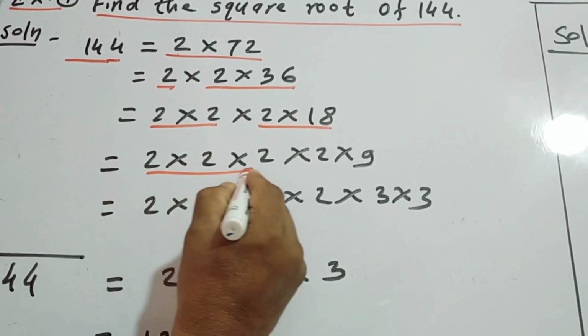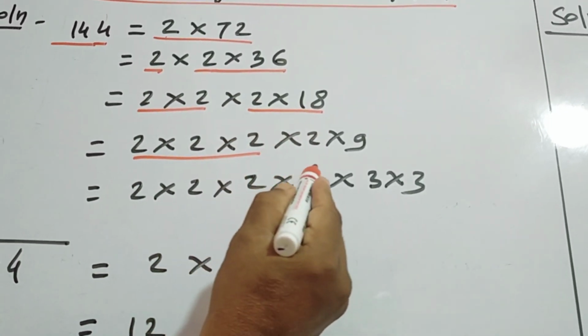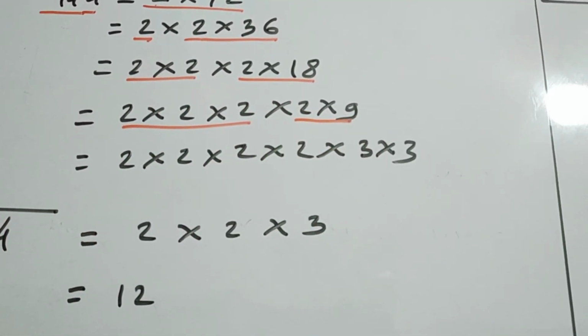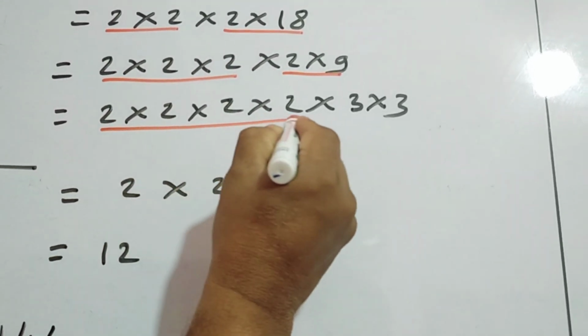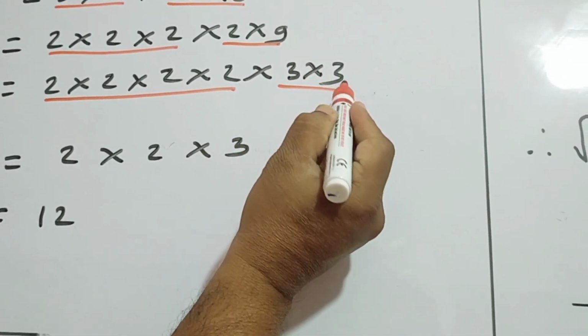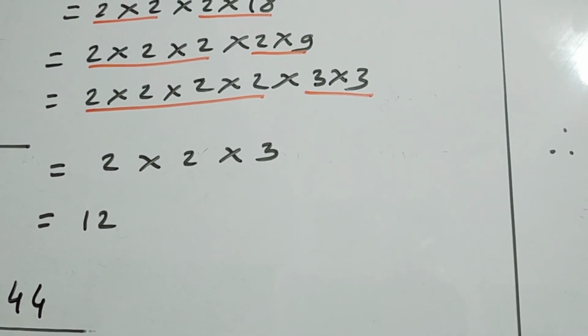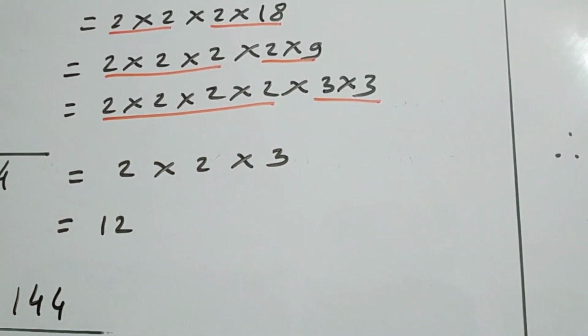Now 3 2s are fixed, 1 2 3. Find the factors of 18, 2 9s are 18. Now we got here 2, 2, 2, 2, 4 times, these are fixed factors. Now find the factors of 9, 3 into 3. Now in this way find all factors of 144, these are prime factors.